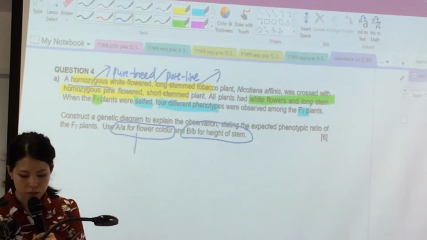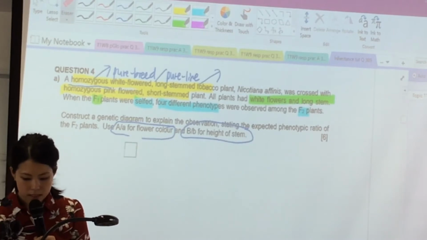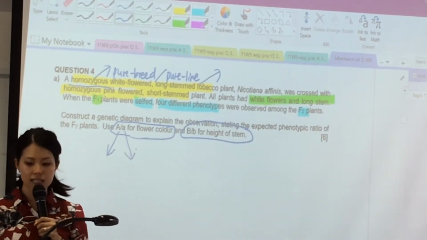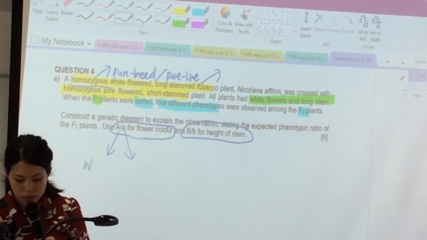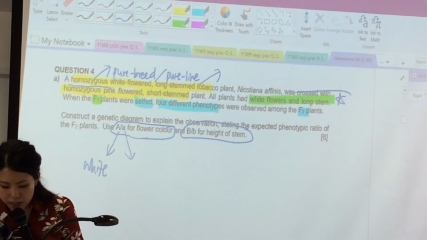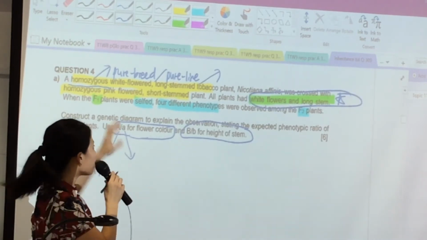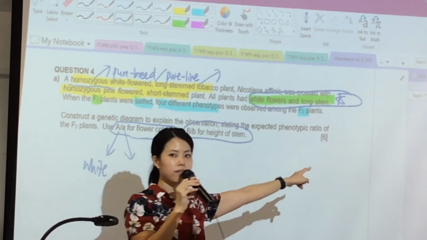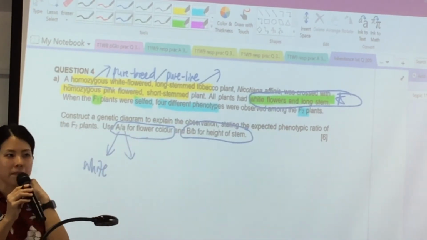Now what do you think is the dominant allele? Big A. The dominant allele, big A, for which flower color? White. How do you know it's white and not pink? F1. Very good. You look at the F1 generation. If you cross 2 parents that look different, but you only get this offspring phenotype, it means that it has to be the dominant trait.